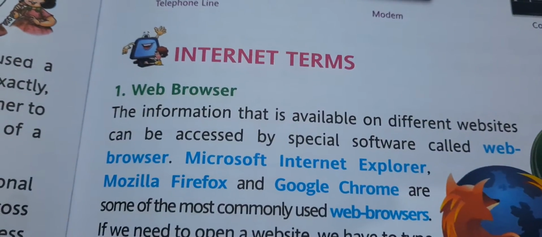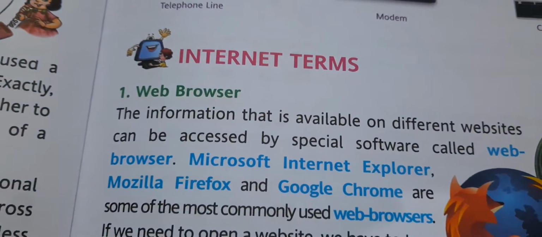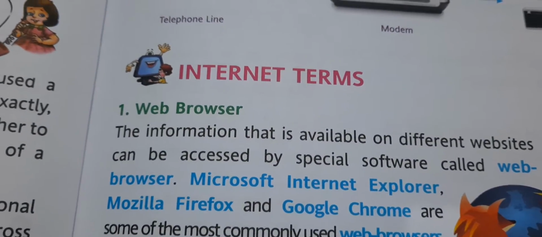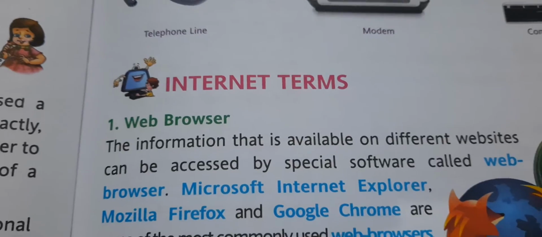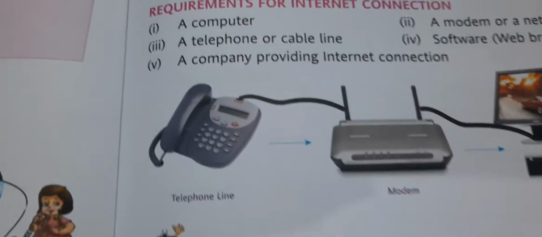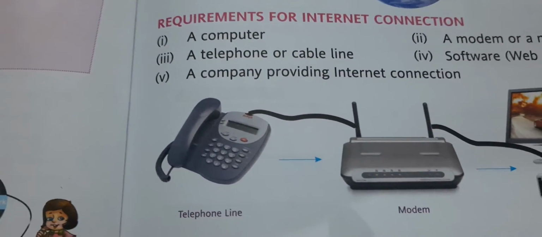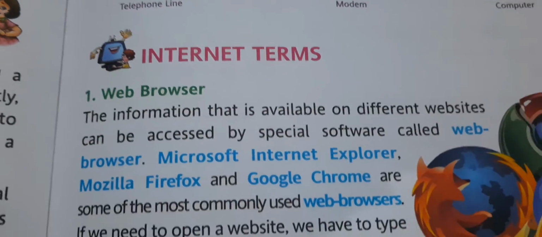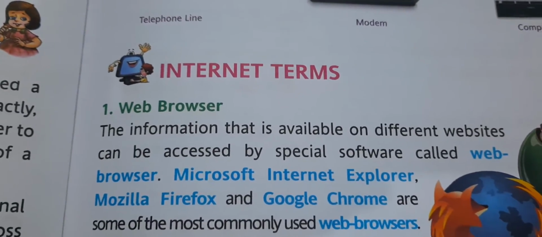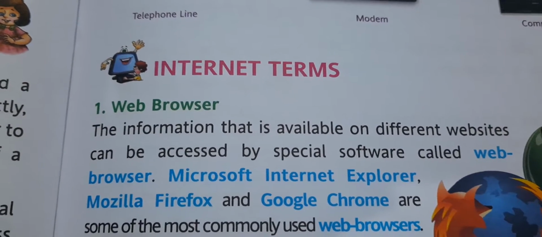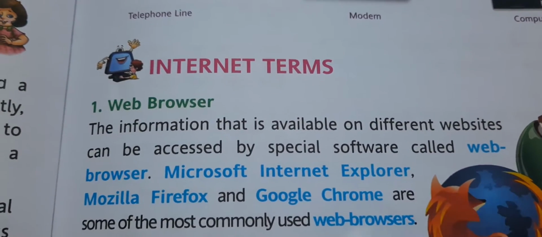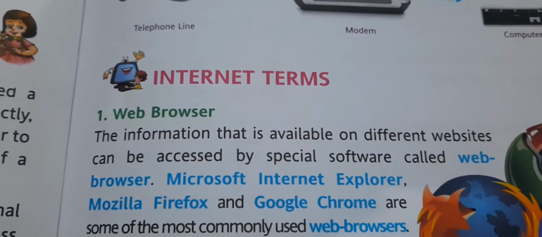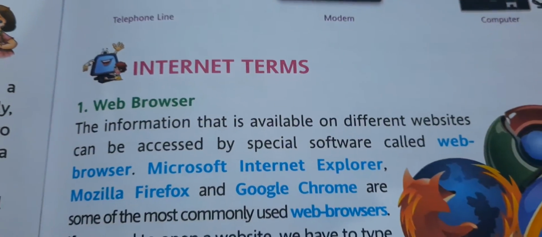Children, today also we will continue with chapter number 5, that is introducing the internet. In the previous period, children, you have learned about the requirement for internet connection and a little bit of introduction about what is internet. Now in this chapter we will study a few terms that we come across in our day-to-day lives when we talk about internet.